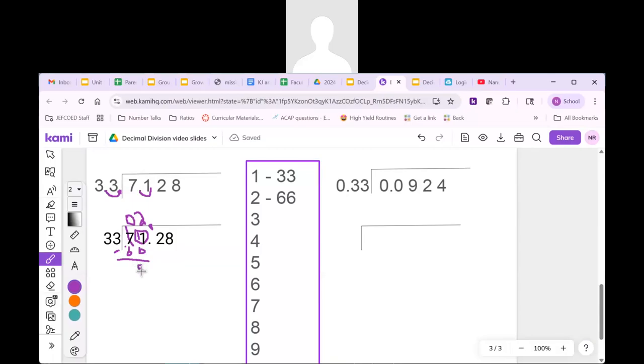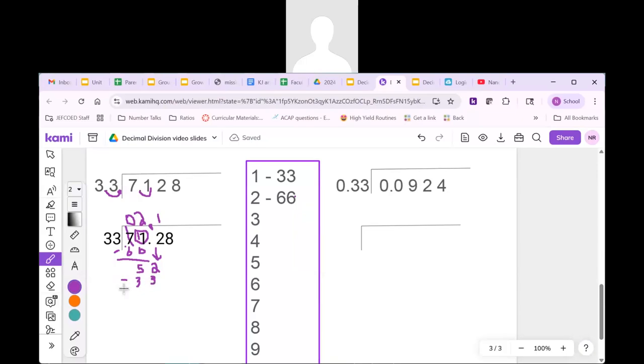Okay? And bring down the 2 because 5 is less than 33. Cannot get a group of 33 out of 5. Okay, so we have 52. Well, 52, 66 is too much. So I have to just use one group here. 1 times 33 is 33. Whoops, sorry about that. Let's do 33. And I see when I put my 3 over here, and I know I'm going to subtract, I'm going to have to regroup, right?